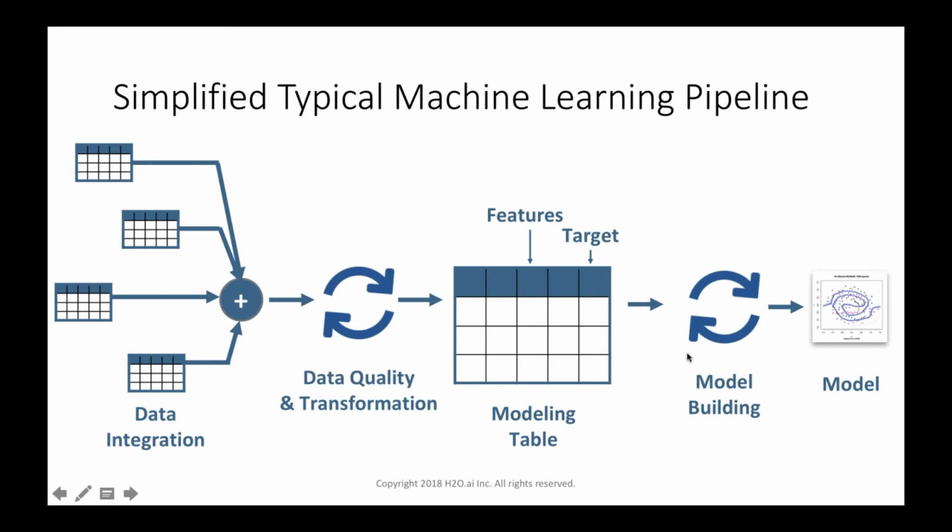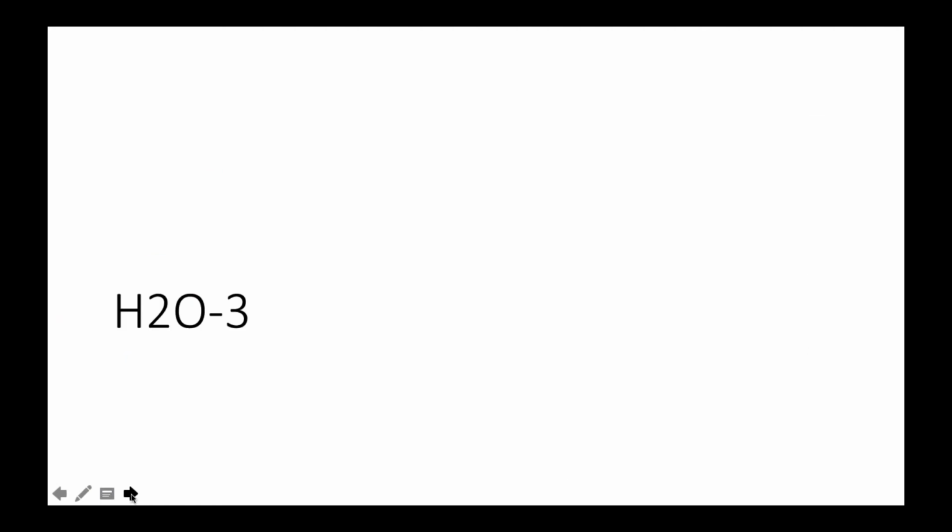I'll build a model, and this is an iterative process. Maybe you'll try different algorithms, different parameters. Maybe you'll add new columns to your data that could help. And then you'll finally end up with your final model that can be used to productionize. Okay. So let's talk a little bit about how H2O can help you with this typical machine learning pipeline.